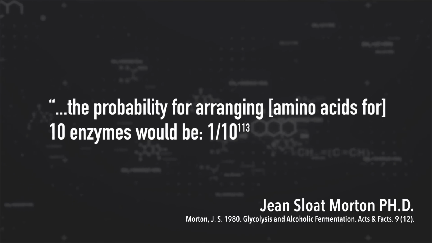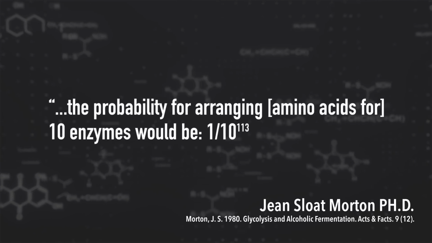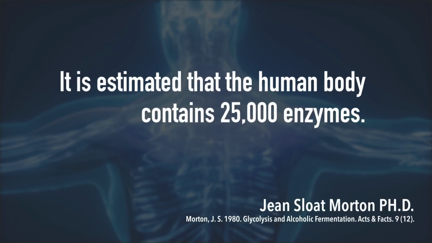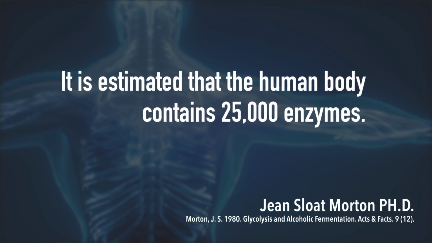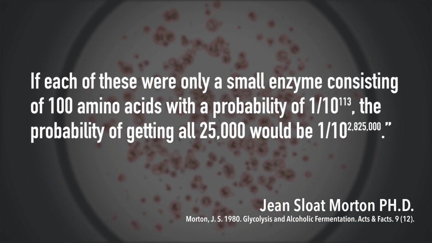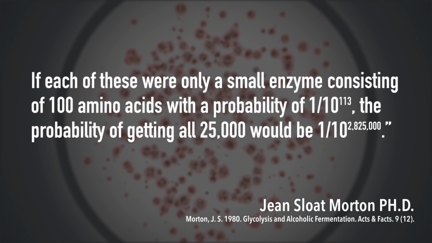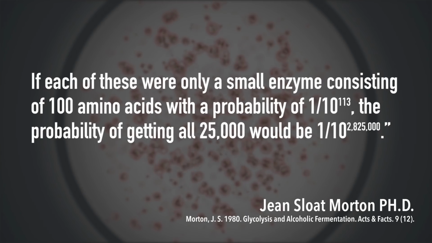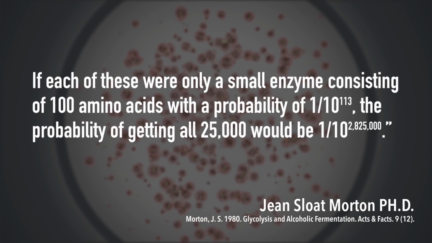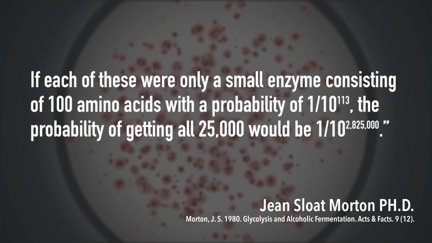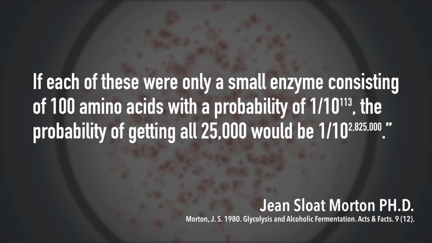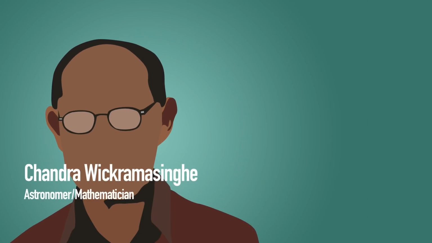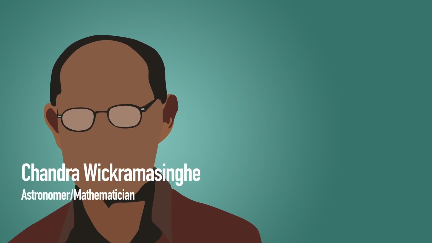According to Dr. Jean Morton, the probability for arranging amino acids for 10 enzymes would be 1 over 10 to the power of 113. It is estimated that the human body contains 25,000 enzymes. If each of these were only a small enzyme consisting of 100 amino acids with a probability of 1 over 10 to the power of 113, the probability of getting all 25,000 would be 1 over 10 to the power of 2,825,000.